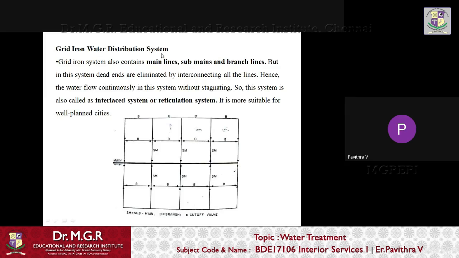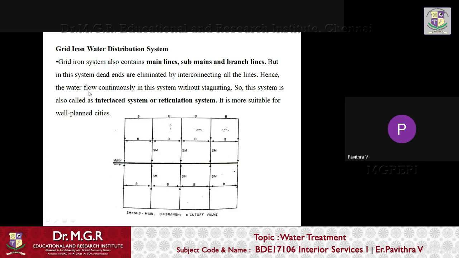Compared to the dead end system, where some dead ends are provided, since there will not be any continuous flow of water in the dead end system. Coming to the grid iron system, which also contains main lines, submains, and branch lines, in this system dead ends are eliminated by interconnecting all the lines. I'm going to interconnect all the lines by properly making it a grid. If I'm going to plan the city in a proper way, I will be going for the grid iron water distribution system.